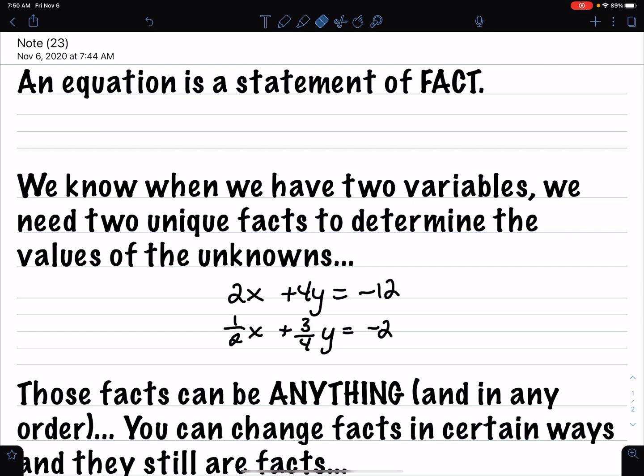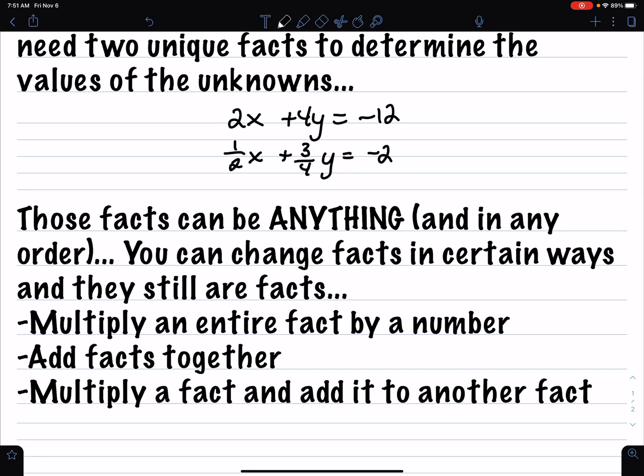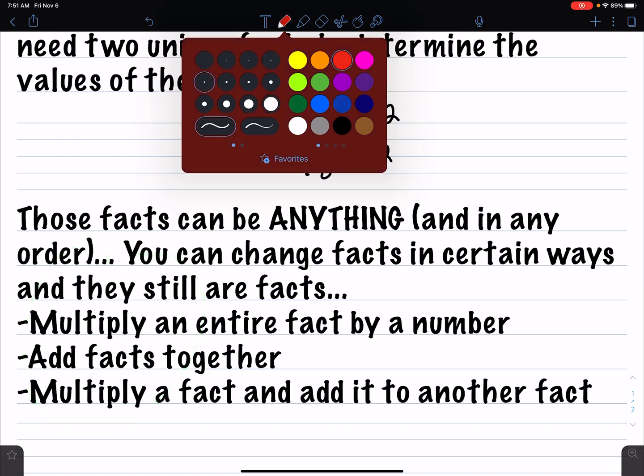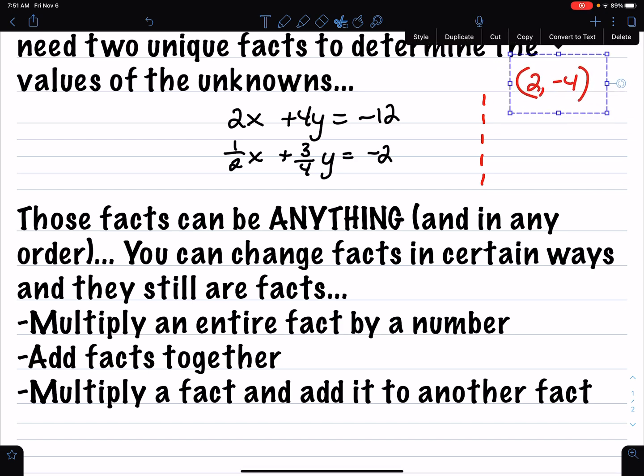Now from here on out, I'm going to tell us what these facts are. When we manipulate facts, the facts that we have can be anything, and we can change facts in certain ways, and then they're still facts. So let's keep these guiding principles in mind, and this is what will be in your notes. In this world that I've created, we have this system of equations over here, and I'm telling us that the way I set this system up, I want x to equal 2 and y to equal negative 4. So what we're going to do today is look at how we can manipulate facts and say that they're still facts.